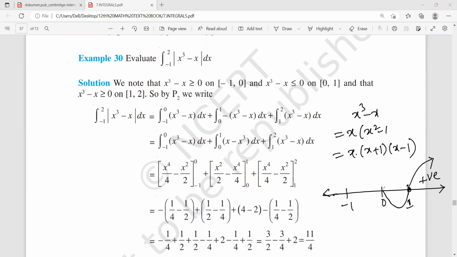Less than 1 but greater than 0, what will happen? Less than 1, this is negative, but greater than 0, between these it is negative. But this one is positive, so therefore this is negative. That's the reason I drew it below the x-axis.